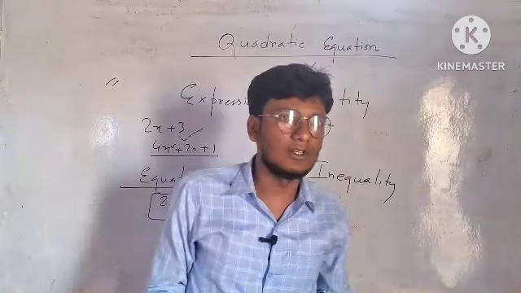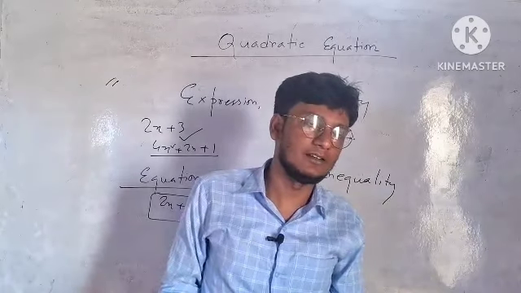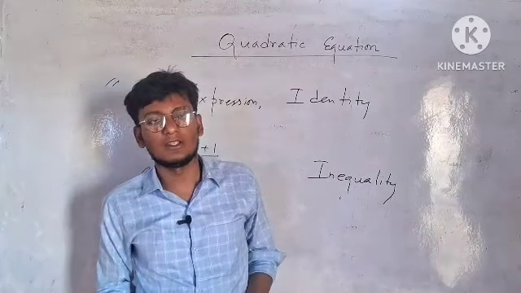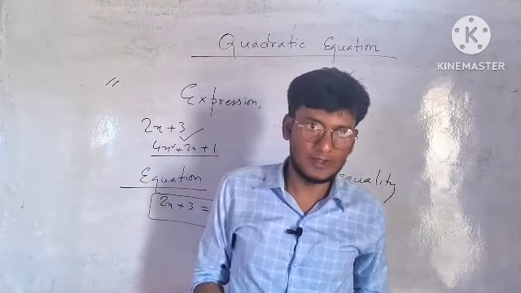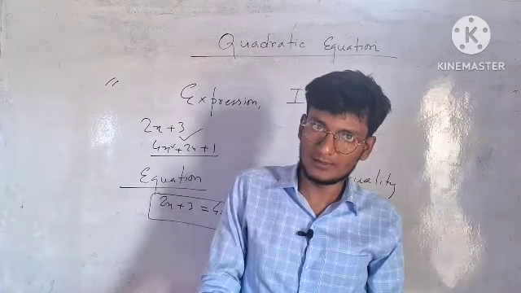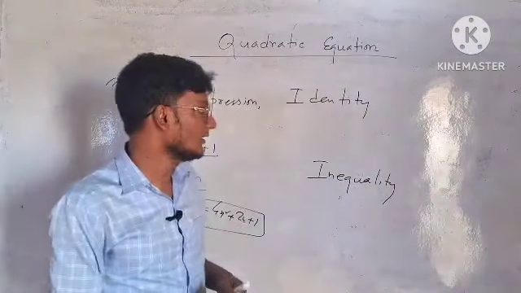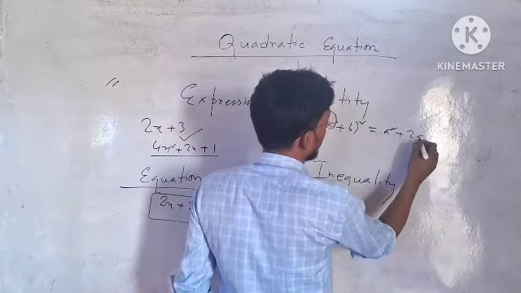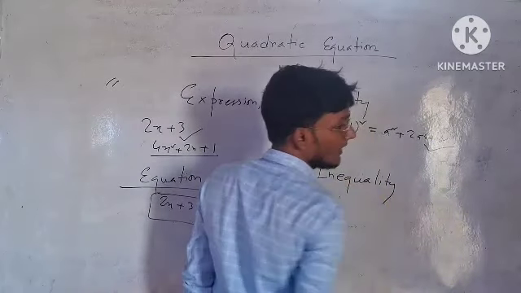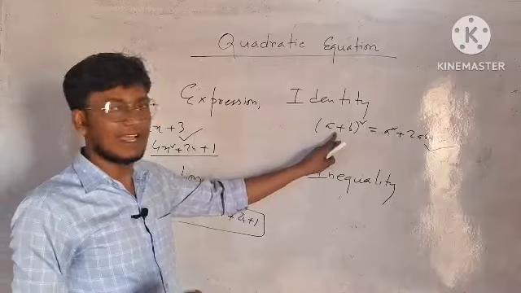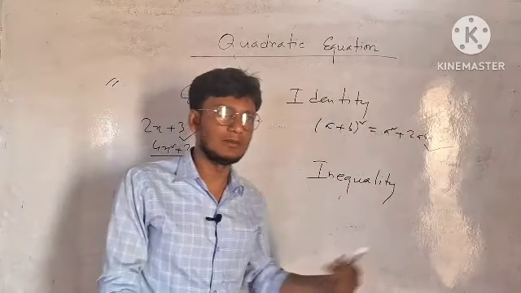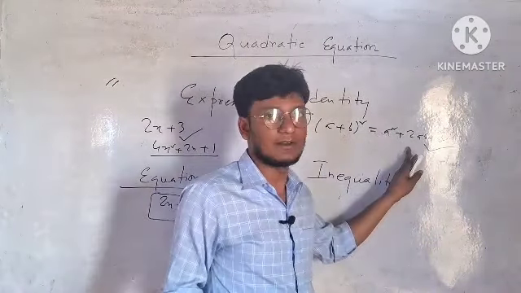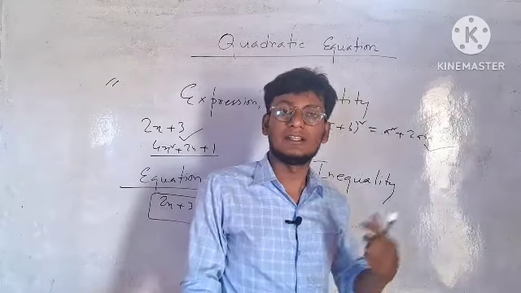Identity, already you know when you were in class 7, class 8, and you know some formulae. Those formulae, a plus b whole square is equal to a square plus 2ab plus b square. So that is the identity. Why is it an identity? Because if you put the value of a and b, any value from real numbers or any complex number also, it will be satisfied. Left and right will give the same value.